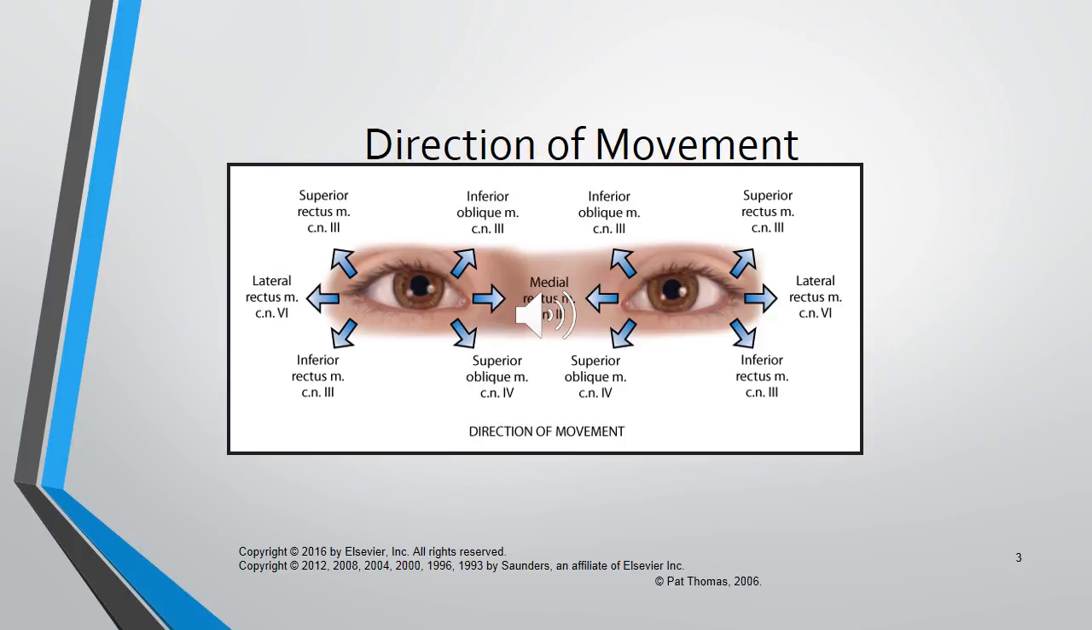This picture represents the assessment which is called the cardinal movements of the eye. These movements are mediated by cranial nerves 3, 4, and 6. We'll learn more about those when we cover neuro towards the end of the semester, but it is one of the assessments that you will perform when you do your eye assessment.